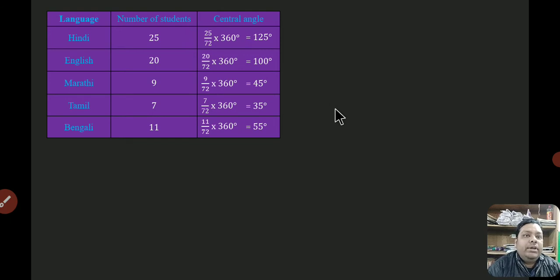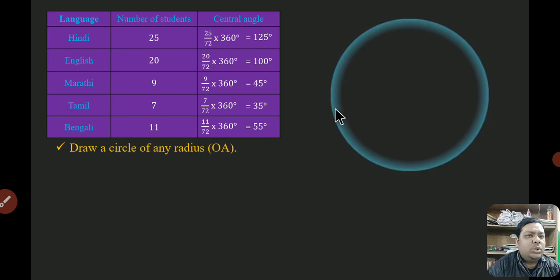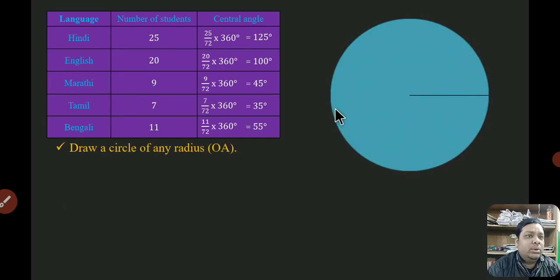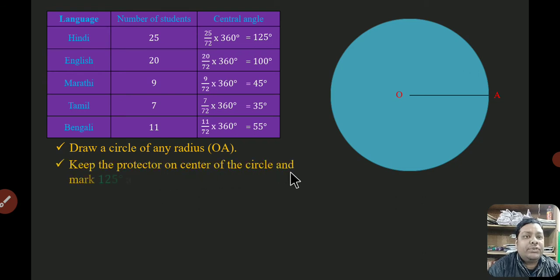Okay. Now dear, at first we will draw a circle of any radius. Draw a circle of any radius. We can name it OA also. Okay. O and A. O is here and A will be here. Okay. Now, after that we have to keep again a protractor on the center of the circle. So keep the protractor on the center of the circle and mark 125. First 125 degree and we will draw a line OB.